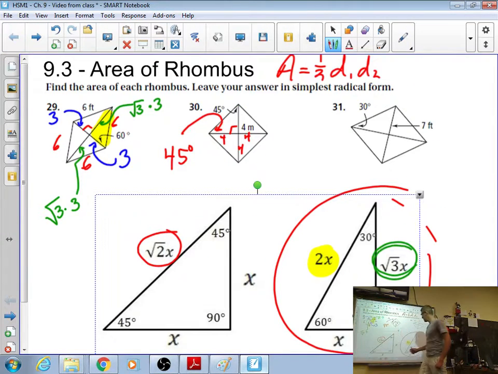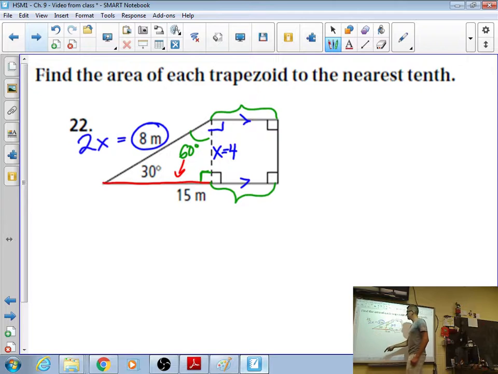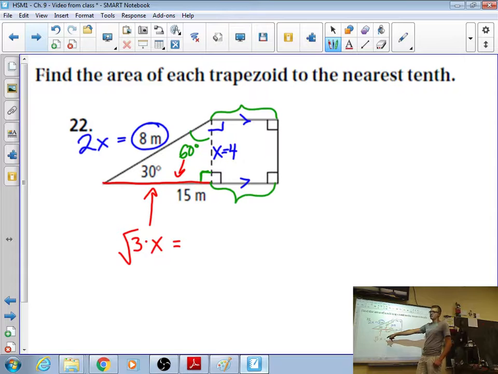My 30, 60, 90, well, across from my 60 is radical 3 times x. So I can use that knowledge to say across from my 60 is going to be radical 3 times the x. Quite frankly, I wish they would put the x in front automatically. I don't like integer values coming after the square root symbol. We'd rather put them before. So we know what x is.